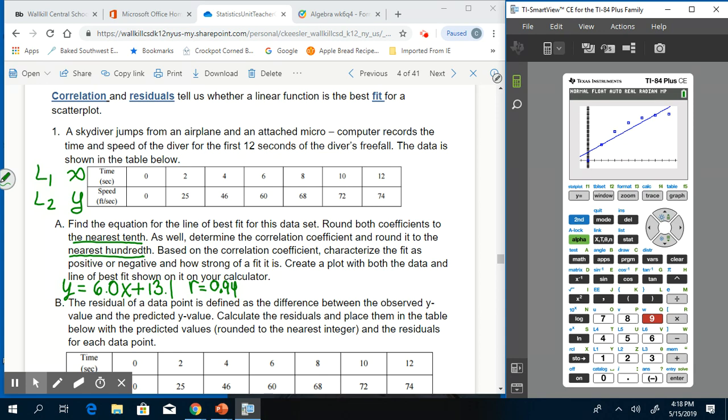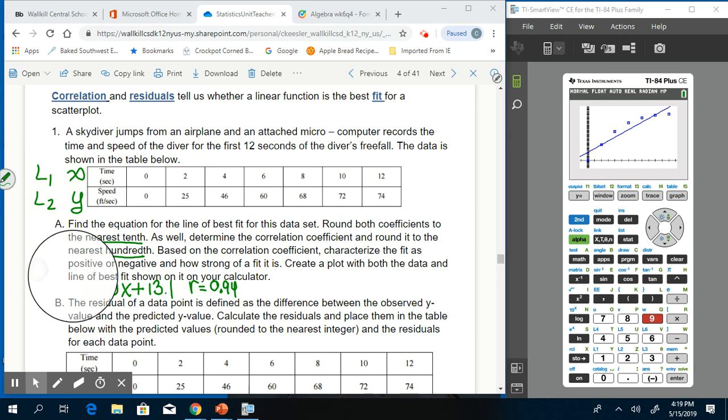B says, the residual of a data point is defined as the difference between the observed y value and the predicted y value. So the actual y value minus the predicted y value that is calculated by the line of best fit. Calculate the residuals and place them in the table below with the predicted values rounded to the nearest integer and the residuals for each data point.